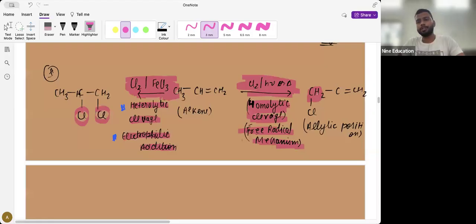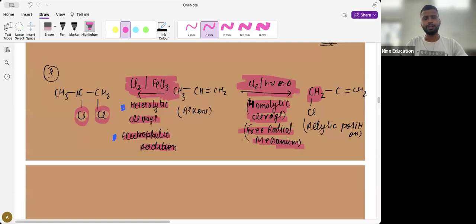Yeah, beta, it is mostly possible for chlorine and bromine. For fluorine, it is not possible because the carbon-fluorine bond is stronger. So for fluorine, we have not seen it. For iodine also, it is mostly not possible because iodine reactivity is very low, beta.